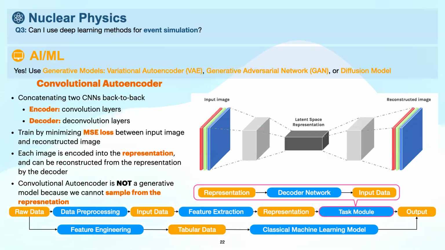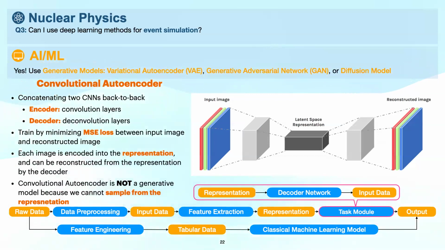So the idea of this model is to concatenate two convolutional neural networks back to back. The first part is called the encoder, which is exactly what you do in the feature extraction network. You have your input image or your input waveform, and you encode it into a representation. And the second part is the deconvolution layer, which takes in a smaller input and gives you back a larger output. So if you do this deconvolution, you can actually output something that's at the original size of your input image, right?